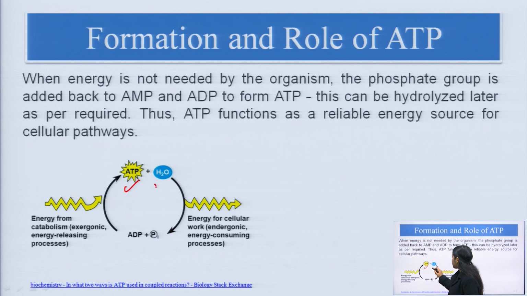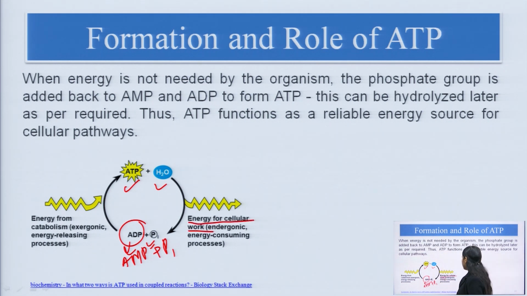Now, this ATP is hydrolyzed and it will liberate ADP, adenosine diphosphate, having liberated only one phosphate. If it liberates the second phosphate, it will form AMP, adenosine monophosphate, and another phosphate group will be liberated from this. So, in this whole process, when the ATP is converted to ADP, there is the energy release. So, energy you can see here, energy for cellular work, endergonic or energy consuming processes.